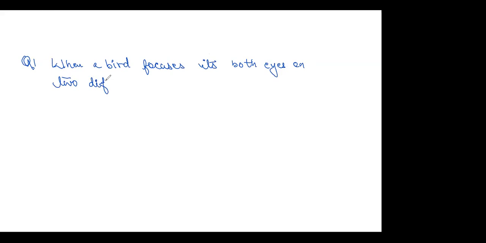So first question is, when a bird focuses both its eyes on two different things, so birds can see two different things at the same time.